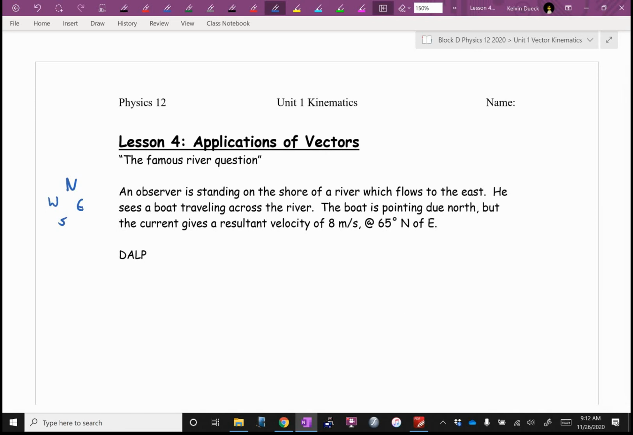He sees a boat traveling across the river. The boat is pointing due north, but the current gives it a resultant velocity of 8 meters per second at 65 degrees north of east. North of what? And I see an angle. I suspect components, but let's now tackle this. So do you see all the mental little checklists I brought to that already, Aiden? Which way is the river flowing?